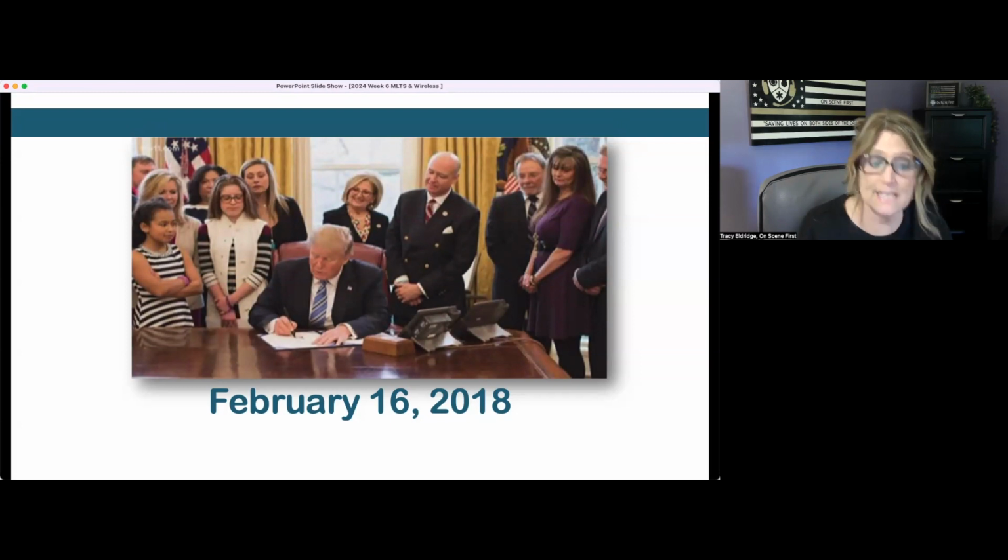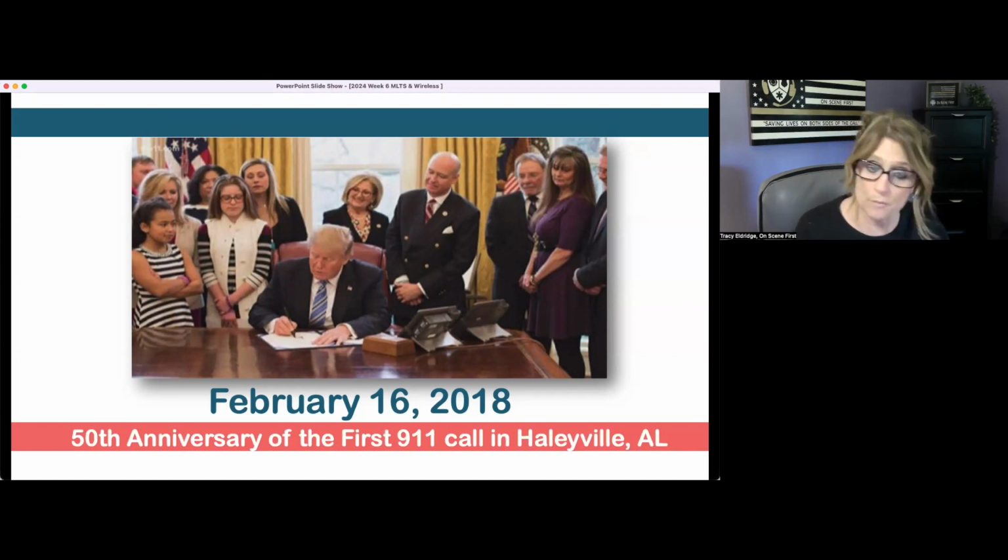On February 16th, 2018, on the 50th anniversary of the first 911 call that was placed in Haleyville, Alabama, President Trump signed into law Kari's Law. The beautiful little girl to his right with glasses is Brianna. The gentleman here looking on very intently, that's her dad, Hank, and her stepmom, DJ. And unfortunately, Mark Fletcher is cut off over here, smiling, knowing the copious amount of work that went into getting Kari's Law into place. It was signed into law.